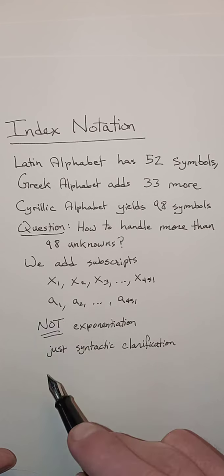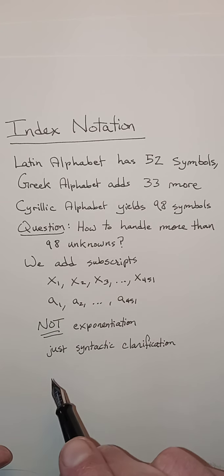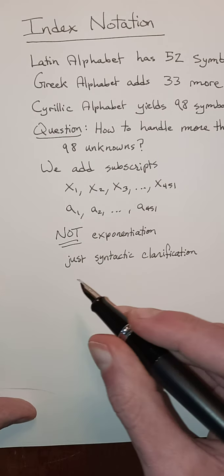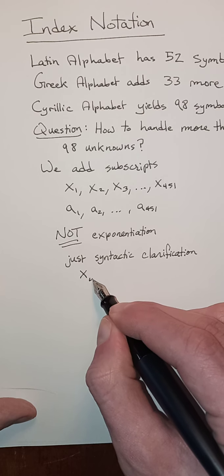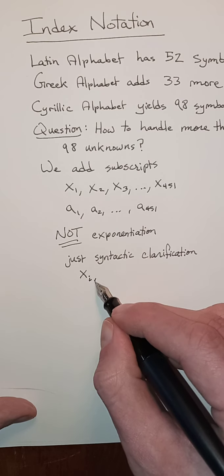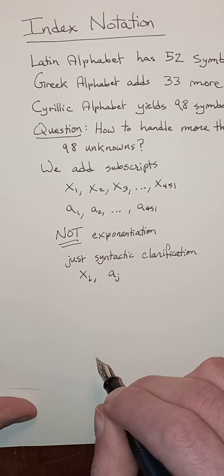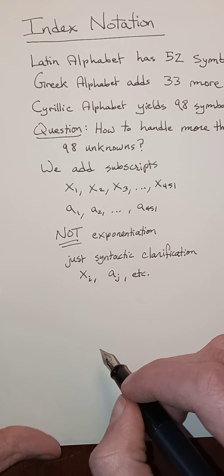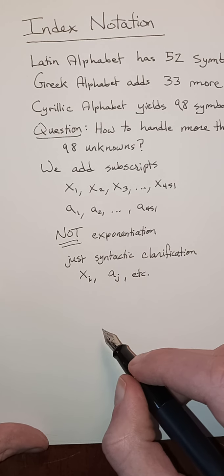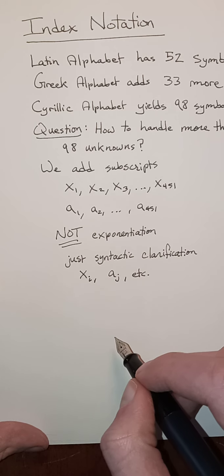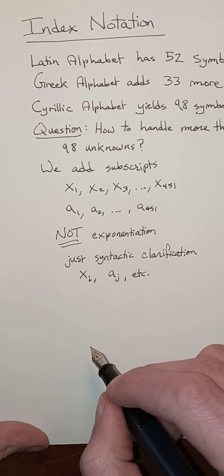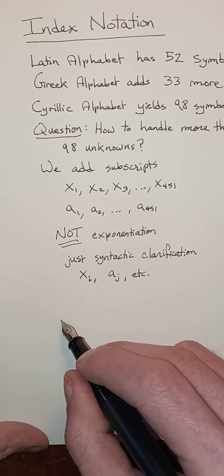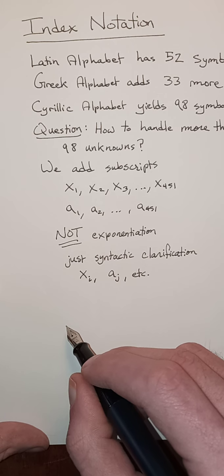recycling one symbol. Now the subscript is called an index, and it's not uncommon to have an index variable. So you might see something like x subscript i, a subscript j, and so on. We have to be careful whether we're summing over the subscript or not, but these just refer to a family of symbols indexed by i or j, and we treat them as if they were completely separate objects.